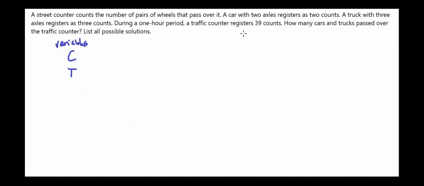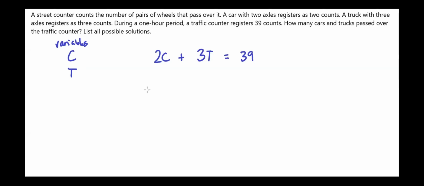Okay. This says that one car registers as 2 counts, so I'm going to do 2C. Every car registers as 2. And a truck registers 3 counts, so 3 for the trucks. And it looks like there were 39 counts total. So the number of counts for the cars and the number of counts for the trucks gives us a total of 39. So here is my equation: 2C plus 3T equals 39.